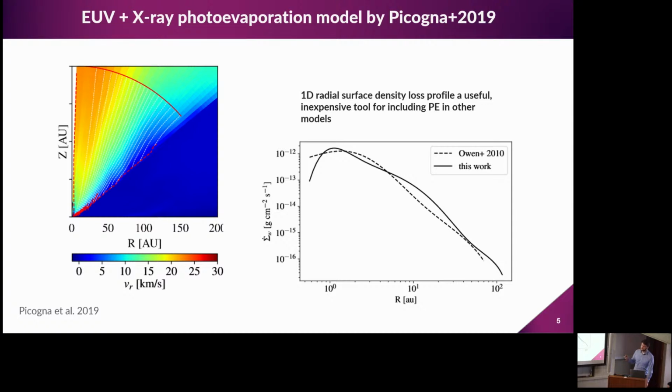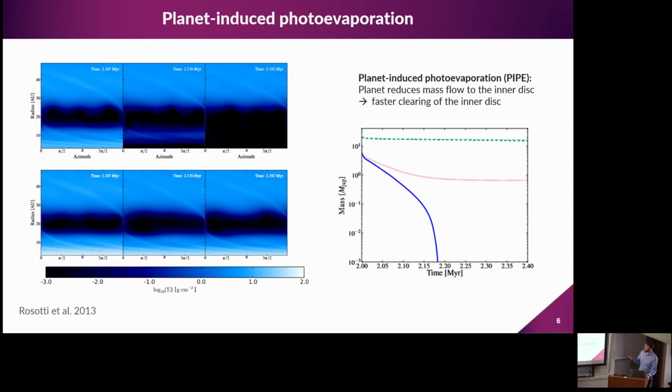So it is often useful to derive a one-dimensional radial mass loss profile from those simulations. You can apply these then in your model. This is also what is used in this work. So this is work by Giovanni Rosotti, who simulated a giant planet in a disk at 20 AU.